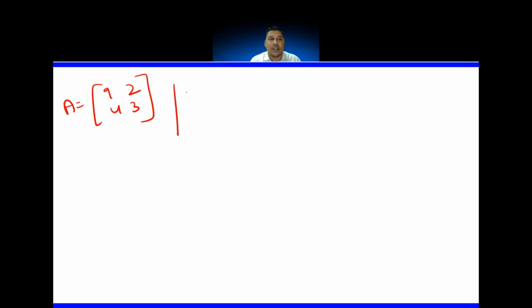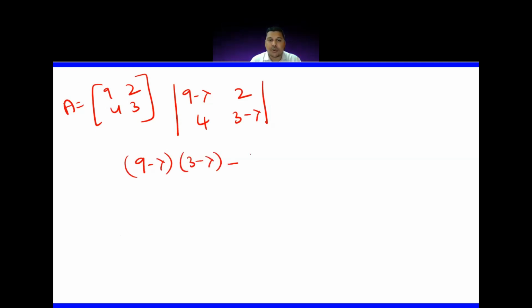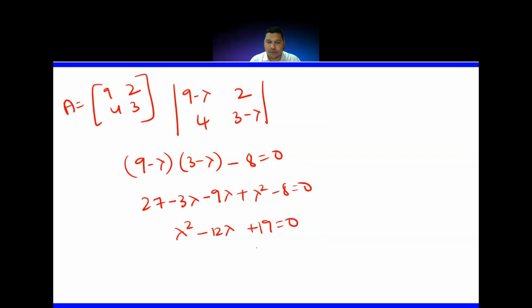So I'll directly write the equation: determinant of 9 minus lambda, 2, 4, 3 minus lambda. Then this becomes (9 minus lambda)(3 minus lambda) minus 8 equal to 0. If I solve this, 27 minus 3 lambda minus 9 lambda plus lambda square minus 8 equal to 0. So the equation becomes lambda square minus 12 lambda plus 19 equal to 0. Do we get real eigenvalues here? I don't think so.